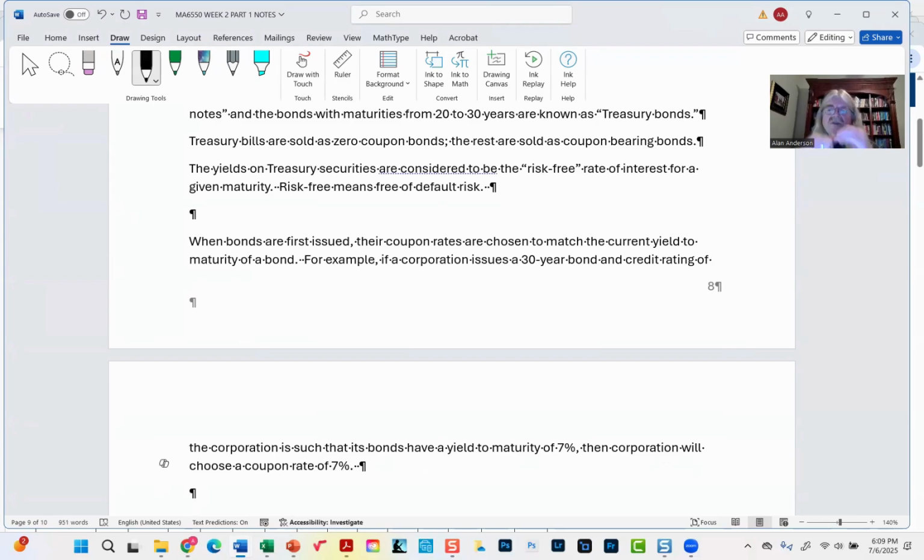Okay. So in other words, this is the convention. Your yield will determine your coupon rate when it's first issued. The coupon rate never changes, but the yield to maturity does.